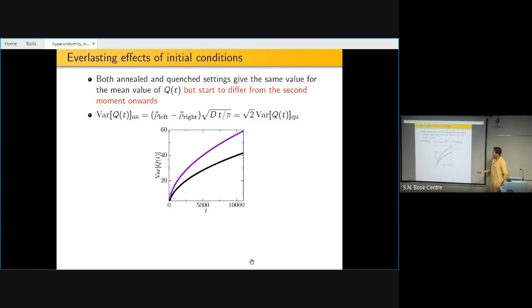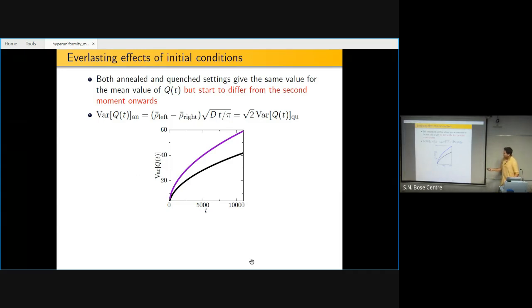So what did they observe? In the case of annealed and quenched, when you look at the variance of the current, the second moment, they saw that the variance grows as square root t. However, the annealed and the quenched results differ by a factor of square root 2.